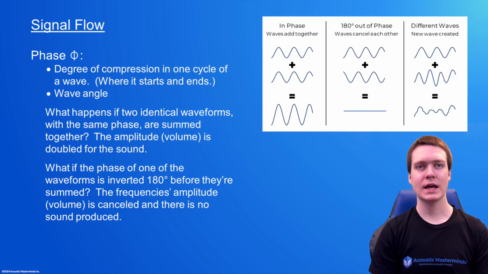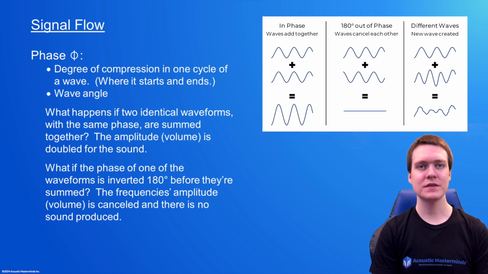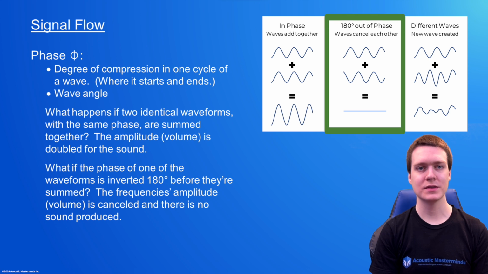Phase is the degree of progression in one cycle of a wave, where it starts and ends, or wave angle. What happens if two identical waveforms with the same phase are summed together? The amplitude, volume, is doubled for the sound. They stack on top of each other. What if the phase of one of the waveforms is inverted 180 degrees before they're summed? The frequency's amplitude, volume, is cancelled and there is no sound produced. An example of this we covered in our previous episode where we were examining the difference between an unbalanced audio system and a balanced audio system. When you recombine two signals that are out of phase, they cancel each other out.